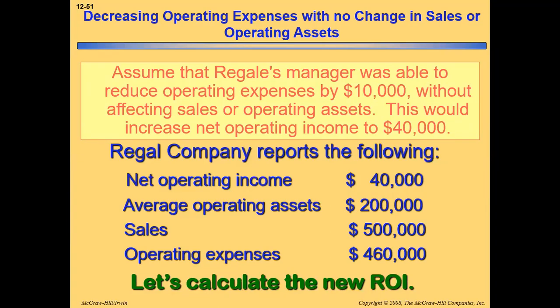Net operating income divided by average operating asset, 40,000 divided by 2 lakh, or another way you can do it, that is net operating income 40,000 divided by 5 lakh multiplied by 5 lakh divided by 2 lakh. What will be the new ROI? Sir, 20%. 20%.